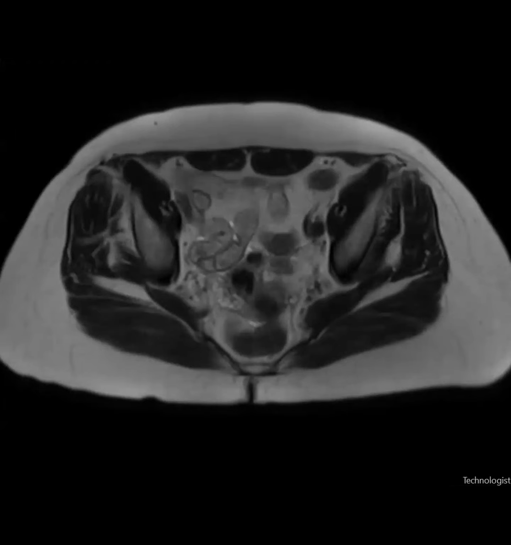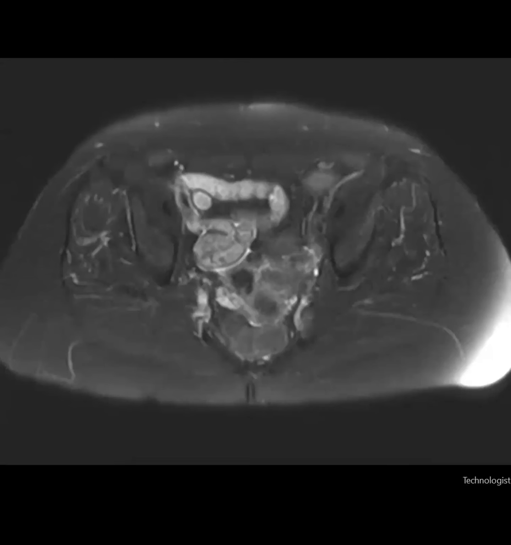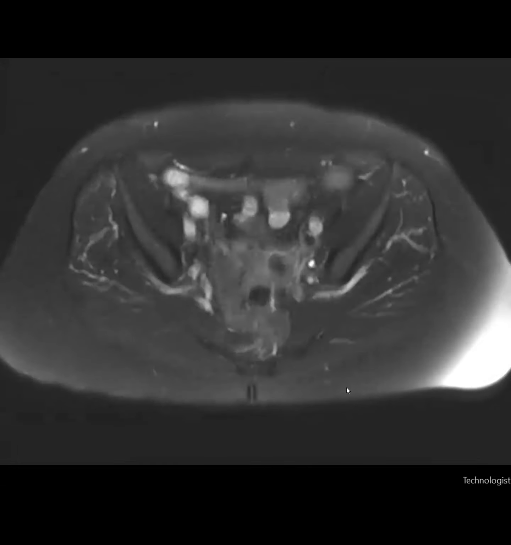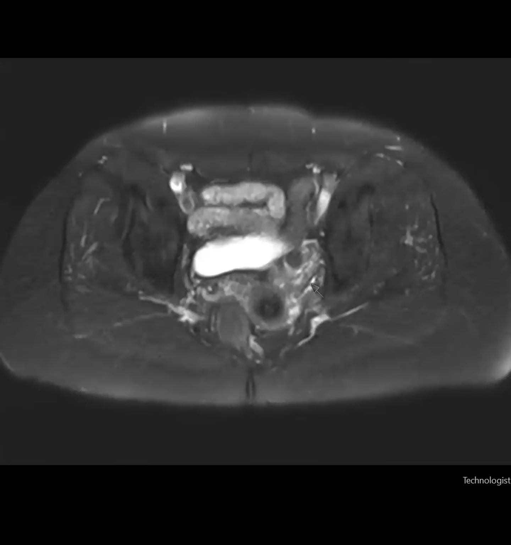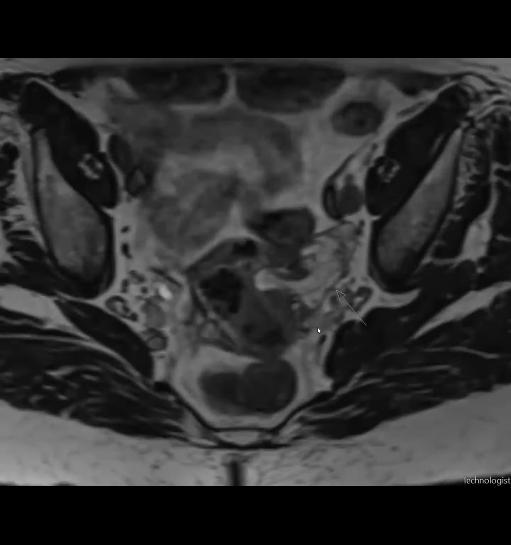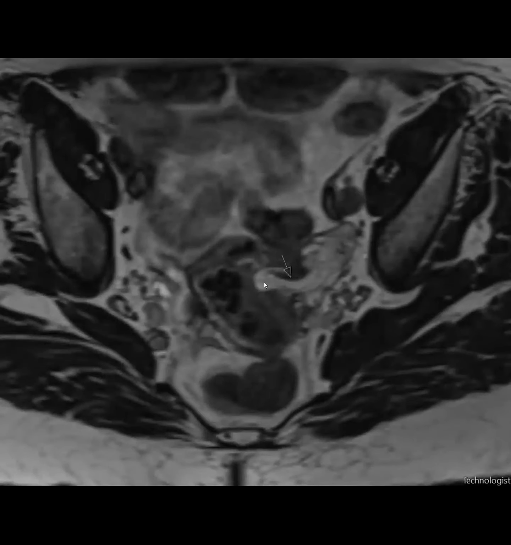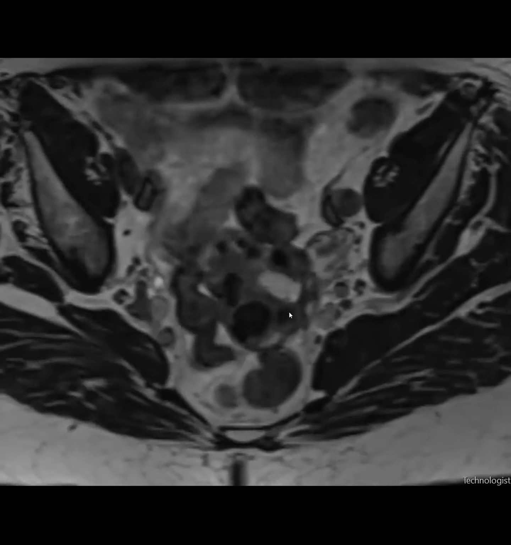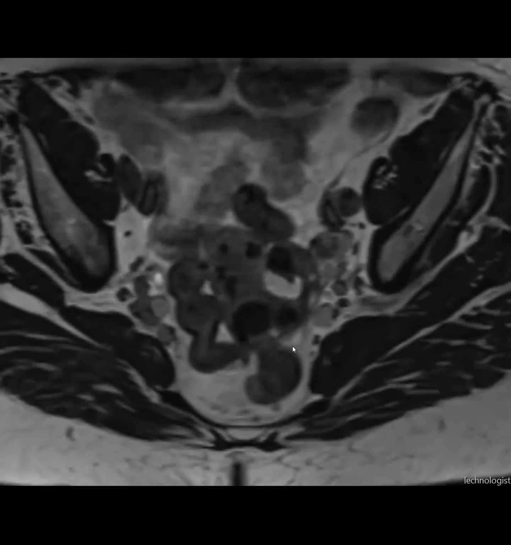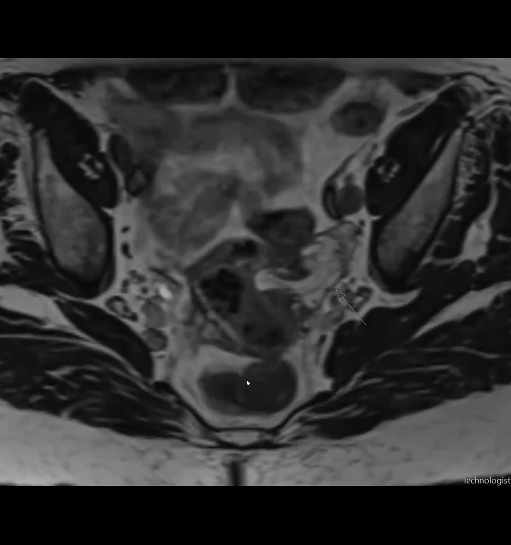Is it fat? Okay, so here's the T2 without fat sat. And then here's the T2 with fat sat. Oh, so it's fat. Yep. Aarti, it's not of ovarian origin, right? No, it was arising from the uterus. So like a lipoleiomyoma that herniated out? Exactly. But how do you exclude liposarcoma or something?